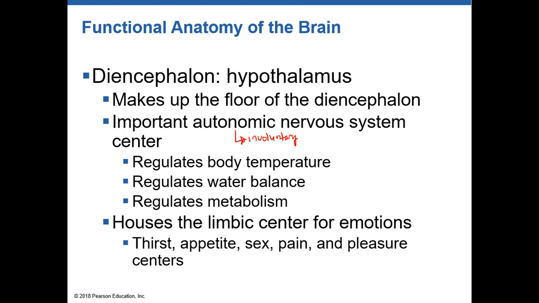which, if you remember what metabolism is, it's all the chemical reactions that happen in your body. Now, we're also going to talk about the hypothalamus because there's a lot of important structures that are located in this area as well. And one of those structures is something called the limbic center. The limbic center is very important for emotions because it controls things like, are we thirsty? Are we hungry? Our sex drive, our pain, our feelings, and then our pleasure centers.